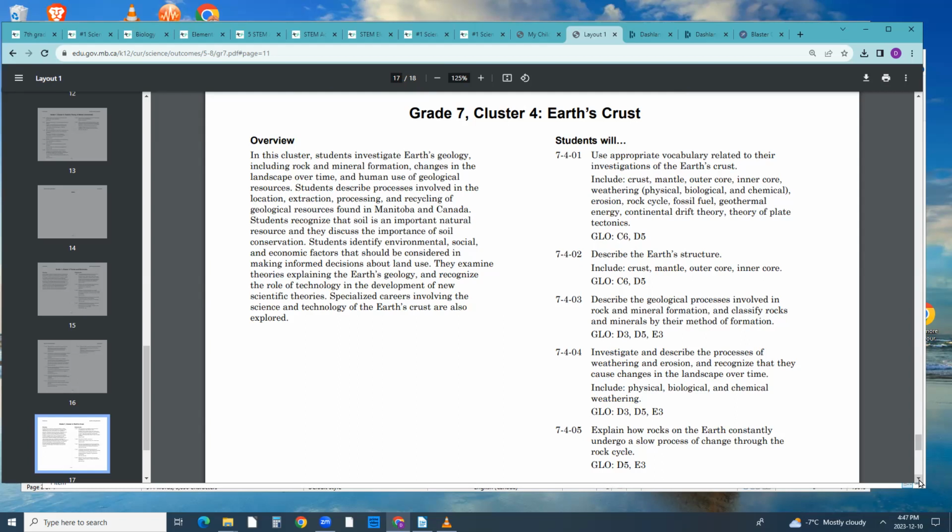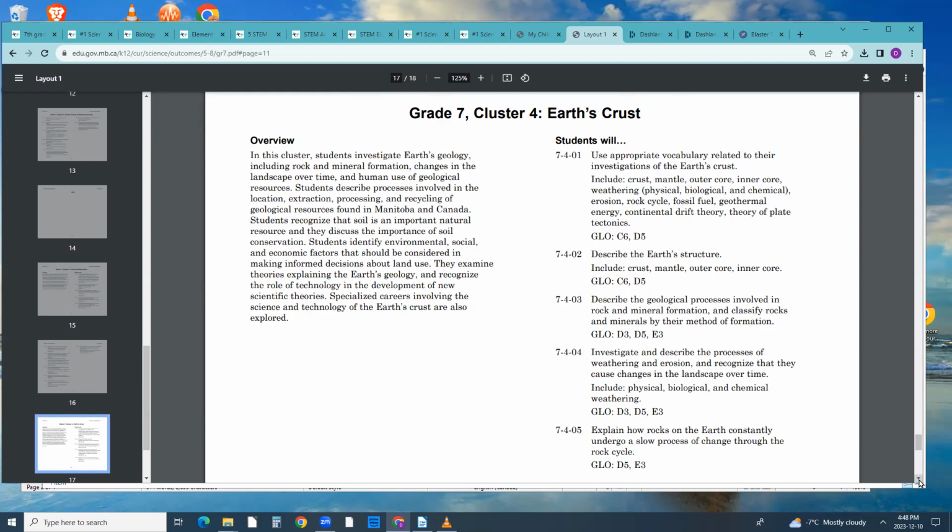They examine theories explaining the Earth's geology and recognize the role of technology in the development of new scientific theories. Specialized careers involving the science and technology of the Earth's crust are also explored. Students will use appropriate vocabulary related to their investigations of the Earth's crust. Include crust, mantle, outer core, inner core, weathering, physical, biological, and chemical, erosion, rock cycle, fossil fuel, geothermal energy, continental drift theory, theory of plate tectonics.